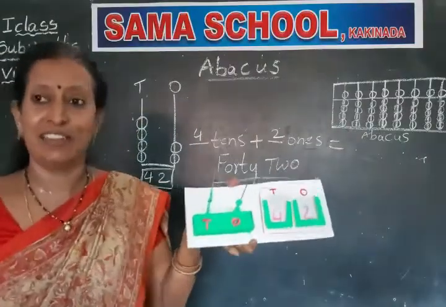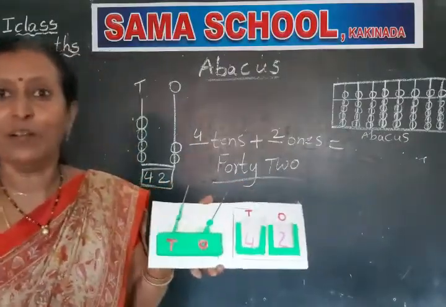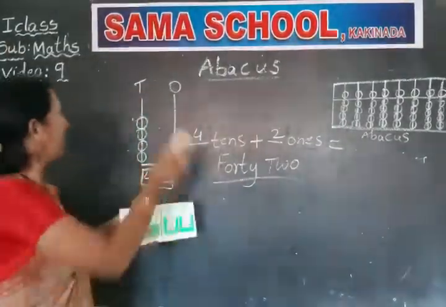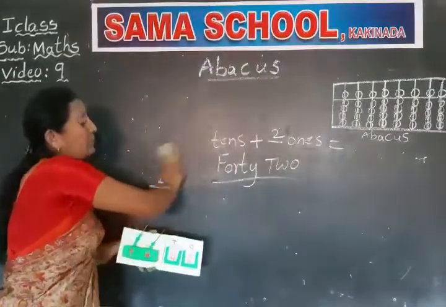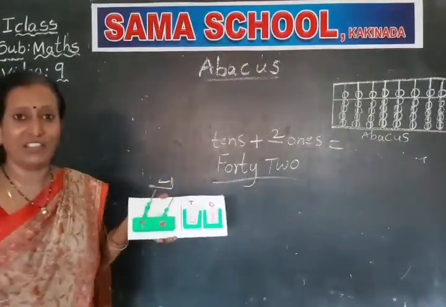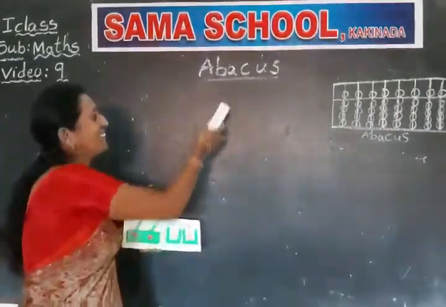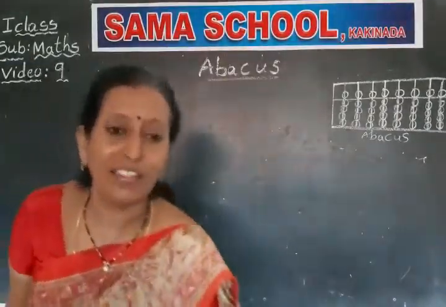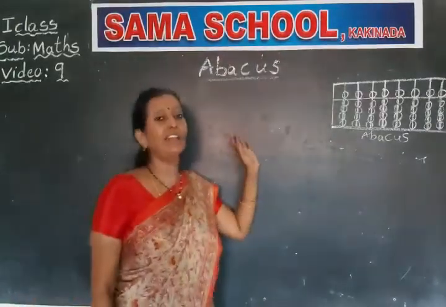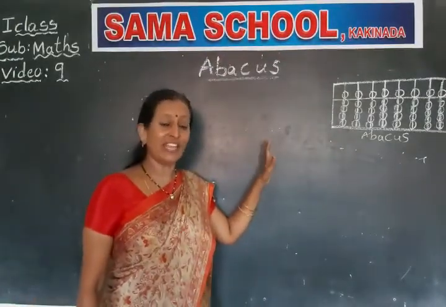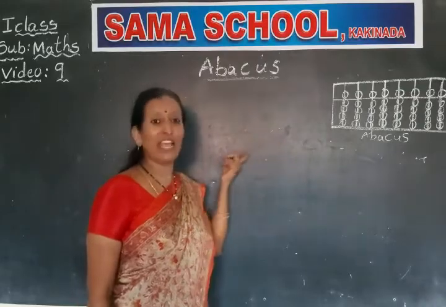This is the abacus kit. Do you understand, children? Okay. Now I'll go into the next chapter, expanded form. This is the abacus. Abacus means the numbers you are counting and understanding the place values.